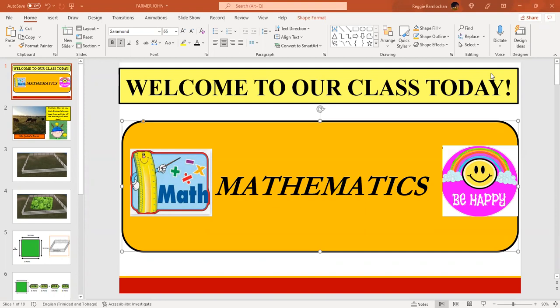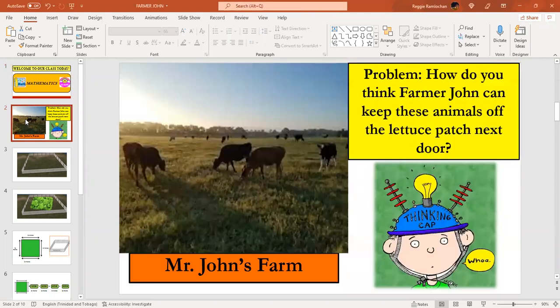So let us look at this picture here. Are you seeing the picture on the screen? Yes, miss. Right. So Farmer John has a square garden plot and wants to keep his animals from the lettuce patch next door. How do you think Farmer John can keep these animals off the lettuce patch next door?